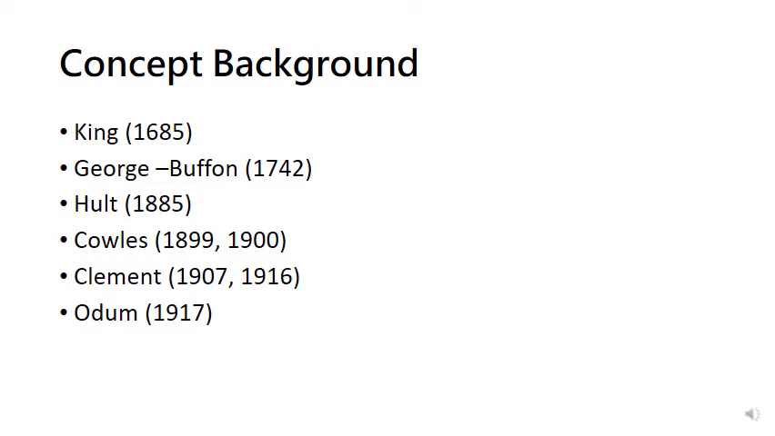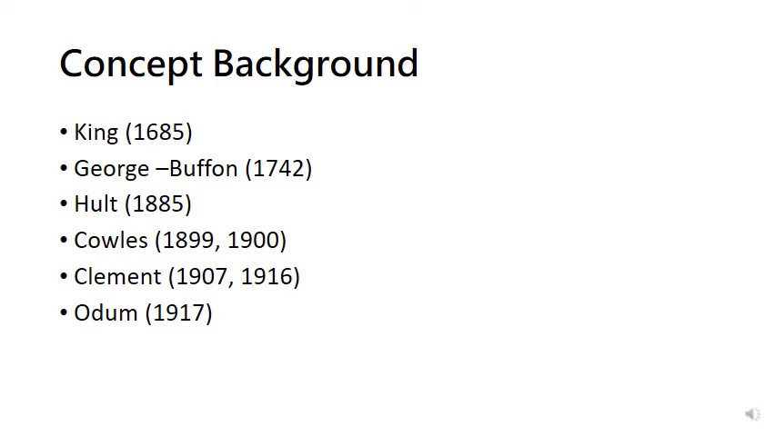It was observed when scientists, ecologists, or conservationists were studying community. And first time it was observed by King in 1685. It was George Buffon in 1742 who observed that a community brings about changes which prepare the way for the formation of another type of community. But till yet, the term succession was not coined. This term was first coined by Hult in 1885 in Sweden while he was studying community.